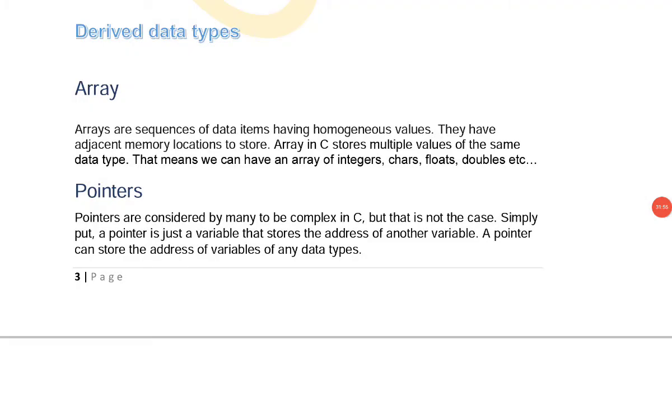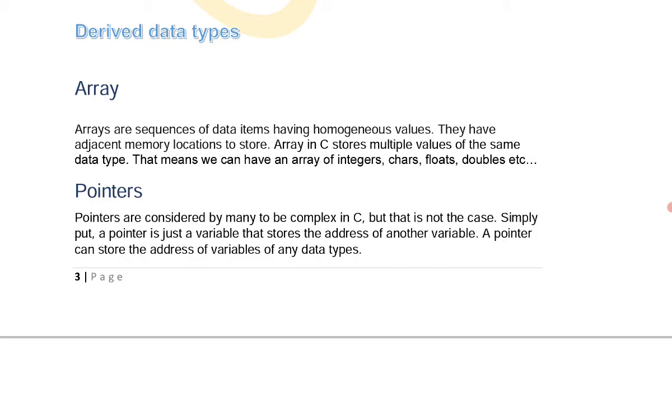What is an array? Arrays are sequences of data items having homogeneous values. An array is a collection of similar type of data or information stored in a continuous manner in internal memory. They have adjacent memory locations to store, side by side. Arrays in C store multiple values of the same data type.